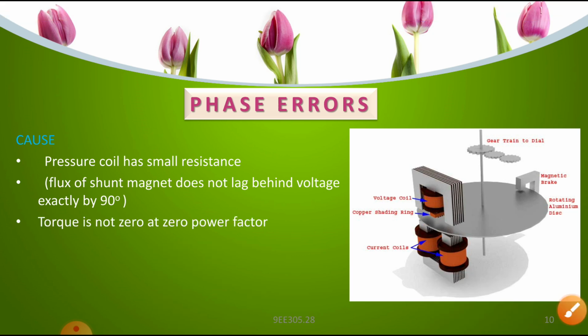So the torque is not 0 at 0 power factor. At 0 power factor, the torque may contain some value. The aluminum disc rotates faster at low power factor. During low power factor of the load, it will rotate at very high speed. If the rotation speed of the disc is more, automatically we will get more bill. So we have to avoid that type of situation. These are the effects.